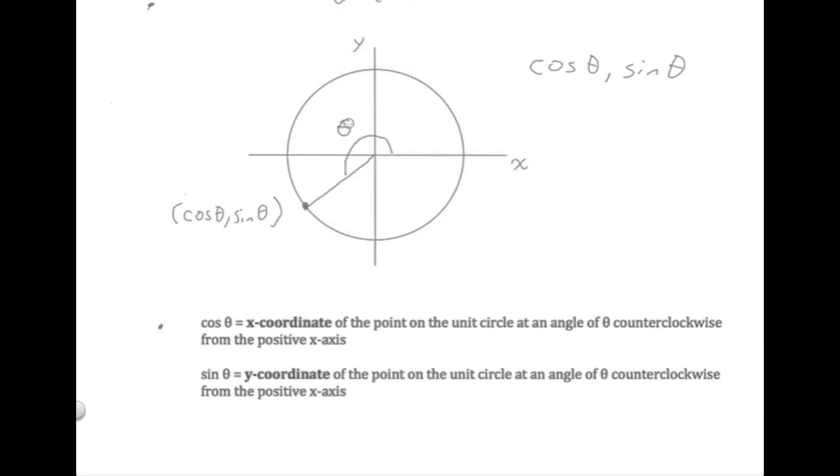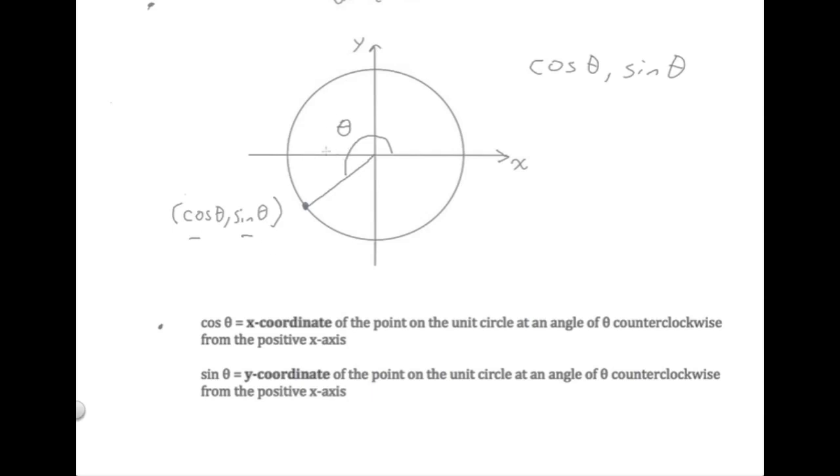So for example, for this angle theta, would you say the cosine is positive or negative? Well, the x-coordinate here is negative, therefore the cosine is negative. And would you say that the sine of this angle theta is positive or negative? Well, again, the y-coordinate of this point is negative. These are our positive directions, and therefore the sine of this angle is also negative.